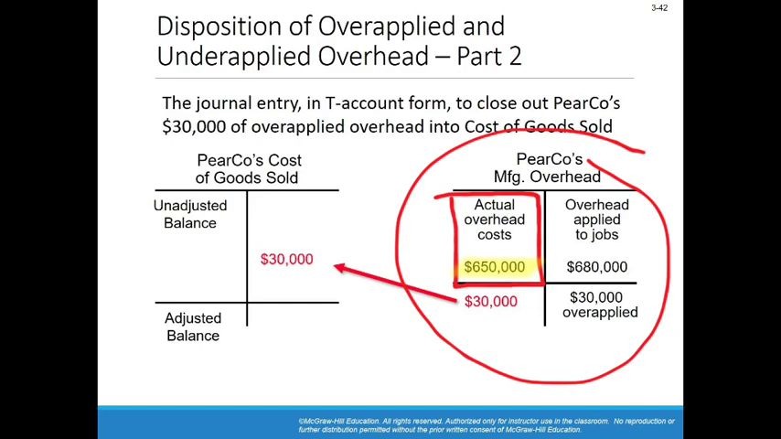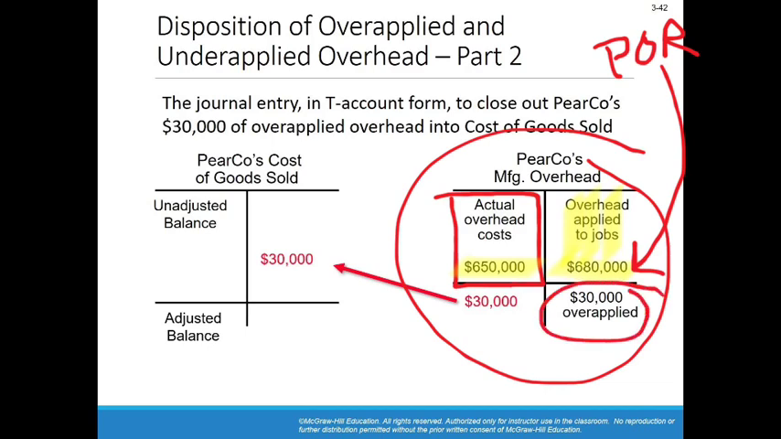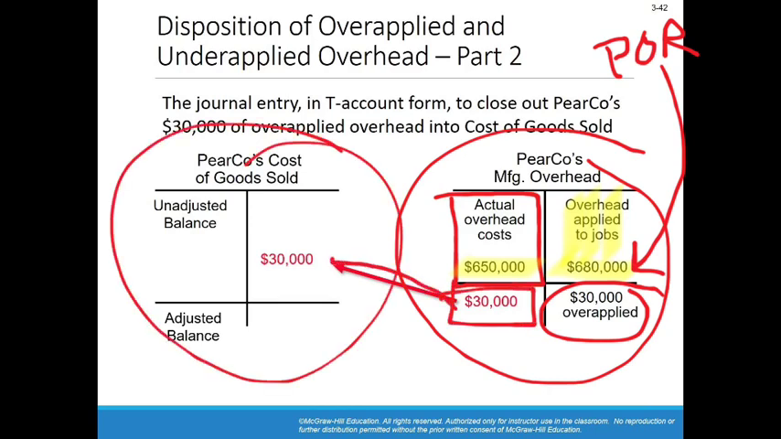So at the end of the year, we applied our overhead based on this. And this is also where you should be thinking, okay, a POR was used to figure out this $680,000. But we've got a problem. We applied more to the job than we actually had, so we've got to get rid of the $30,000, and we do that by adjusting our cost of goods sold.